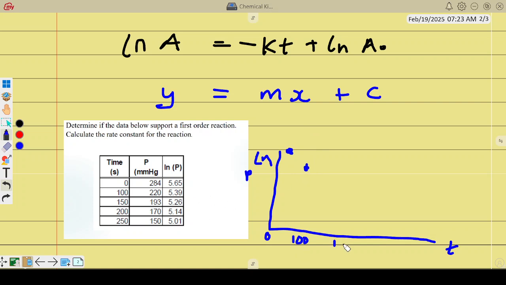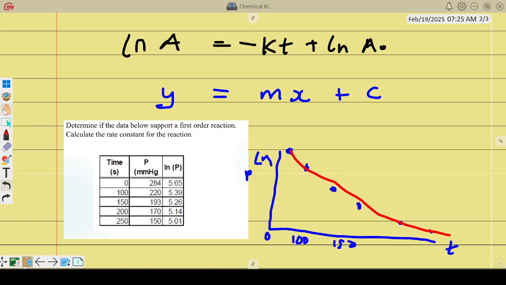When time is 150, ln P is 5.26. 5.26 is smaller. And then the next one, 5.41. You can see that the values are decreasing. And when you plot a graph, it will be decreasing. So you would conclude that therefore you've shown that this supports the first order reaction. Why? Because of the negative gradient, which can be seen from here. So having mentioned that, now we can proceed.